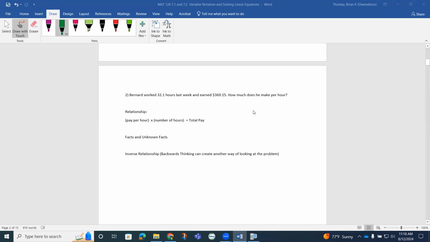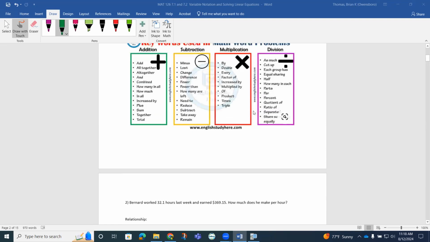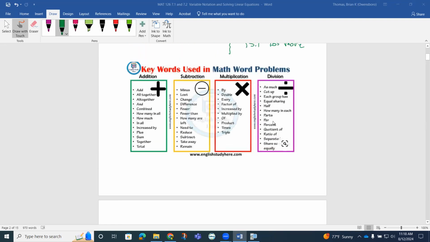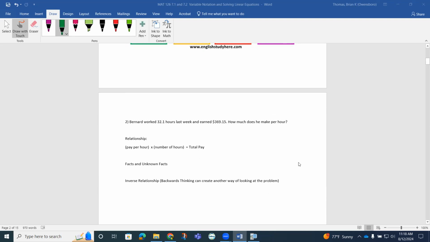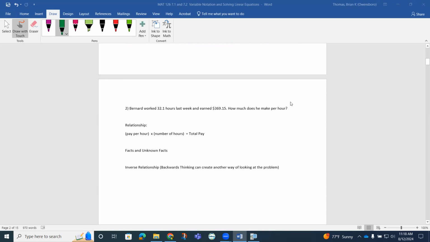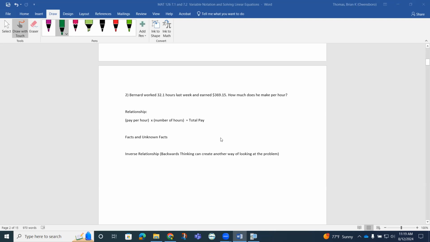So again, if I look at my little keywords here, the word per falls under division, per hour. So this means kind of divide by the number of hours, if you're looking for some meaning in the problem. Now, for me, the relationship I know from growing up is what I get paid per hour times the number of hours I work equals my total pay if I'm an hourly employee. And most of my life, I've been an hourly employee. So I kind of am familiar with this.